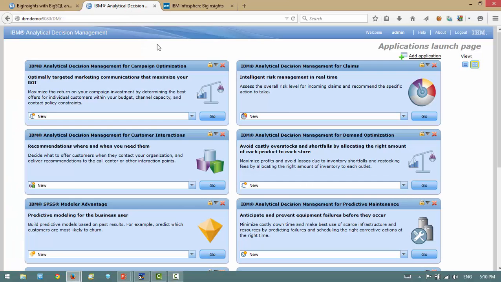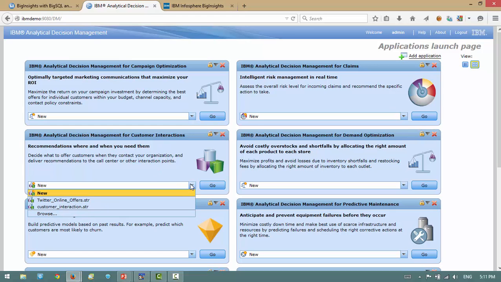This is IBM SPSS Analytical Decision Management. You will notice that there are a number of pre-built accelerator templates for various use cases: marketing campaign optimization, managing incoming claims, predictive maintenance, and more. In our demonstration, we use the customer interactions template to build and deploy our online retail offer rules.